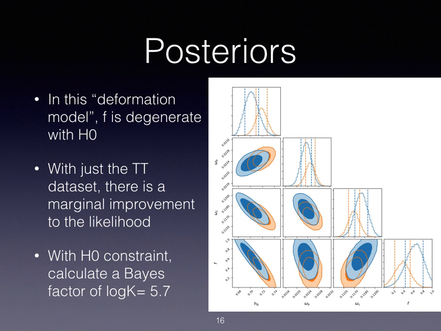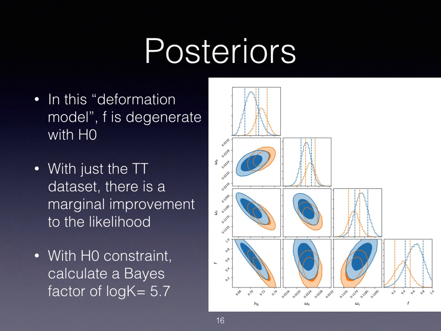In this figure, we show the results for our deformation model. For the TT dataset alone, the best fit parameters of the deformation model are H0 equal to 70 plus or minus 1.2, and F equal to 0.64. These best fit parameters yield a likelihood better, actually, than the best fit LCDM model, with a delta log likelihood of around 2.5. This is intriguing since even on its own, the deformation model can explain the temperature anisotropies in the CMB better than the LCDM model, while also predicting higher values of H0. In total, we calculated a Bayes factor for the two models for the TT dataset of log K of 2.2.